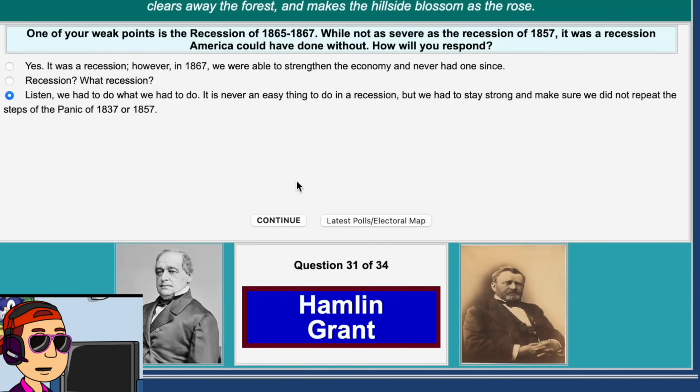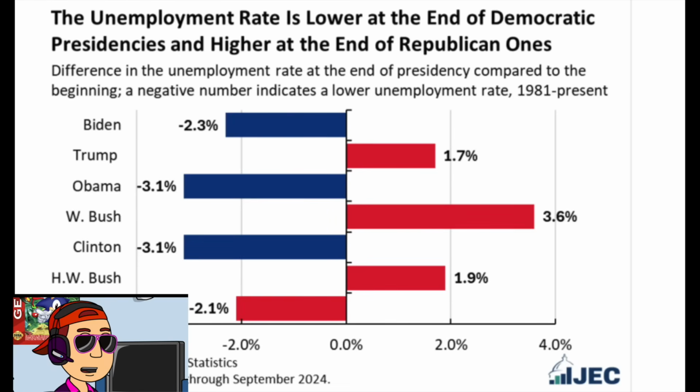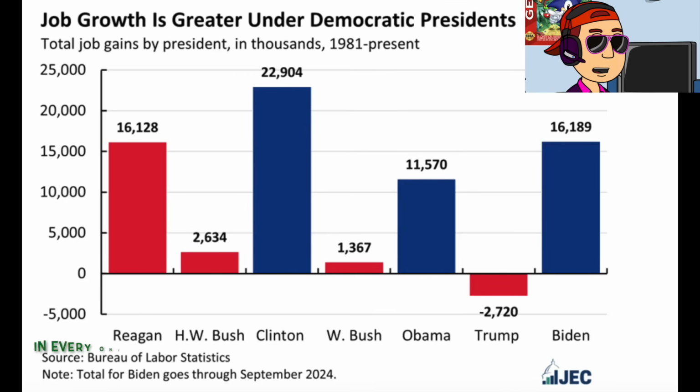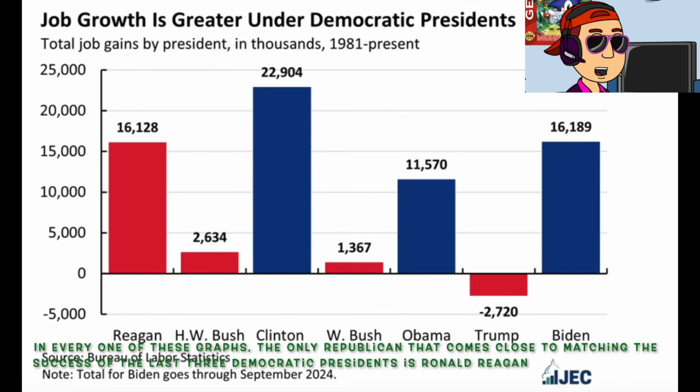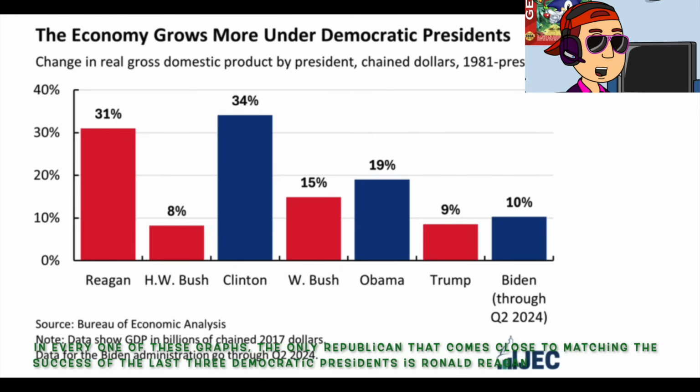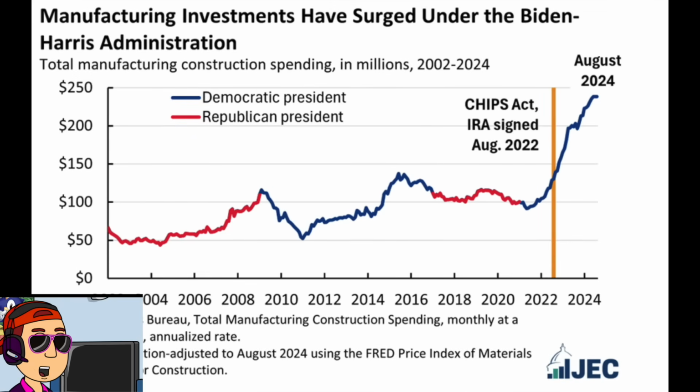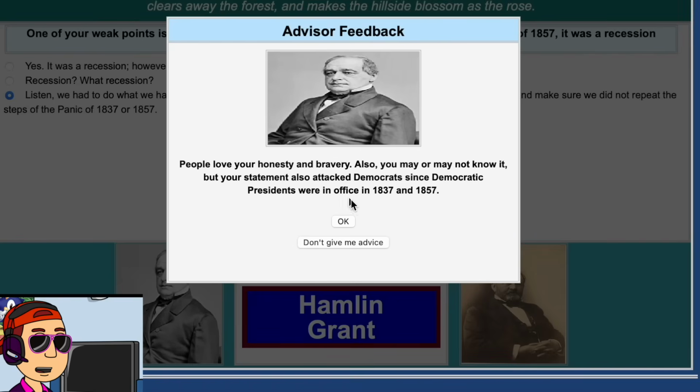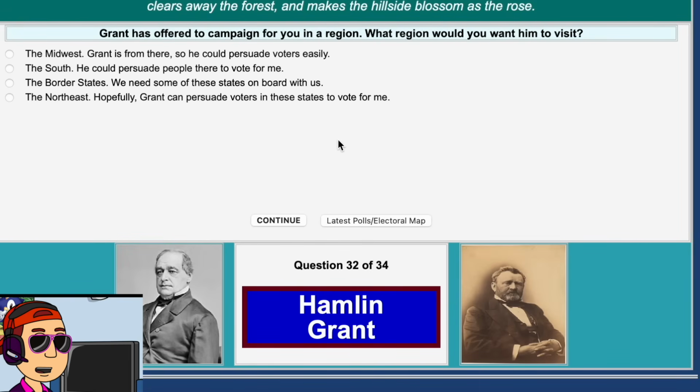Yeah, that's a good call, because you're also bashing the Democrats as well as justifying the economy. Back then, Democrats weren't as good on the economy as they are now. Nowadays, Democrats like FDR, LBJ, JFK, they just flat out dominate on the economy. I don't agree with all their policies, but they do have really good economic results. Just look at the statistics. People love your honesty and bravery. You seem to also attack Democratic presidents, particularly Martin Van Buren and James Buchanan. Grant offered to campaign for you in a region.